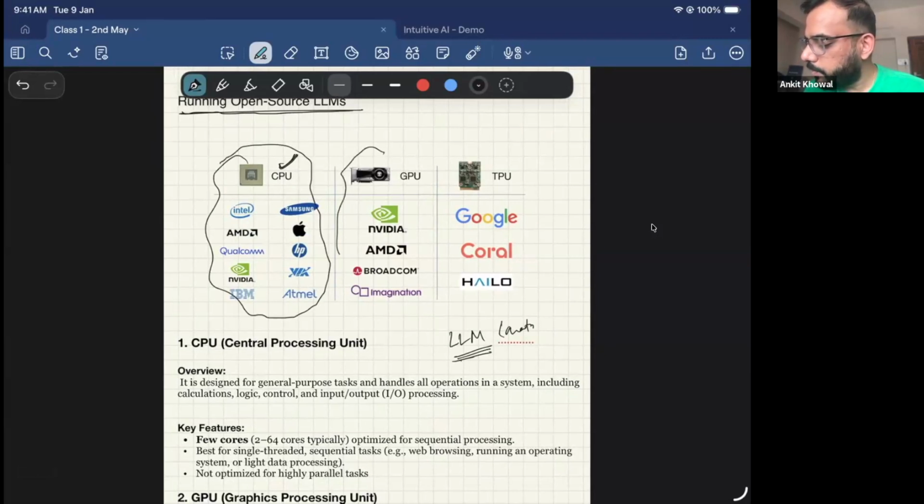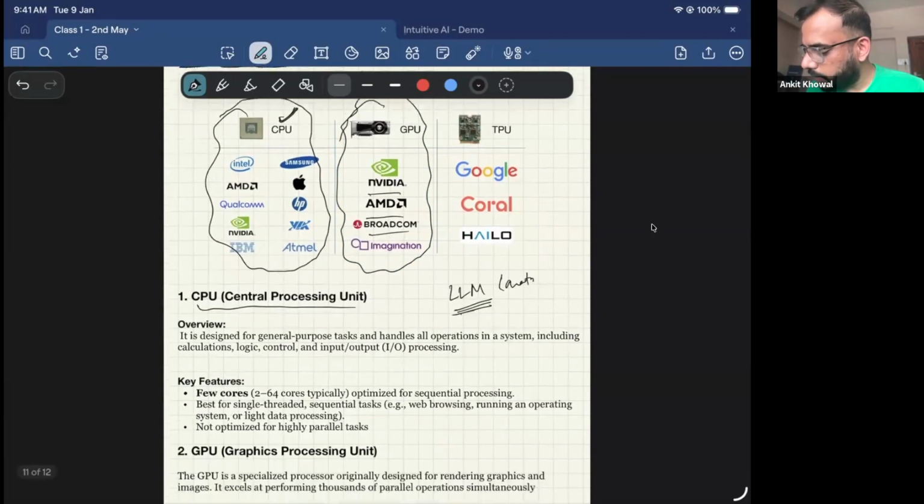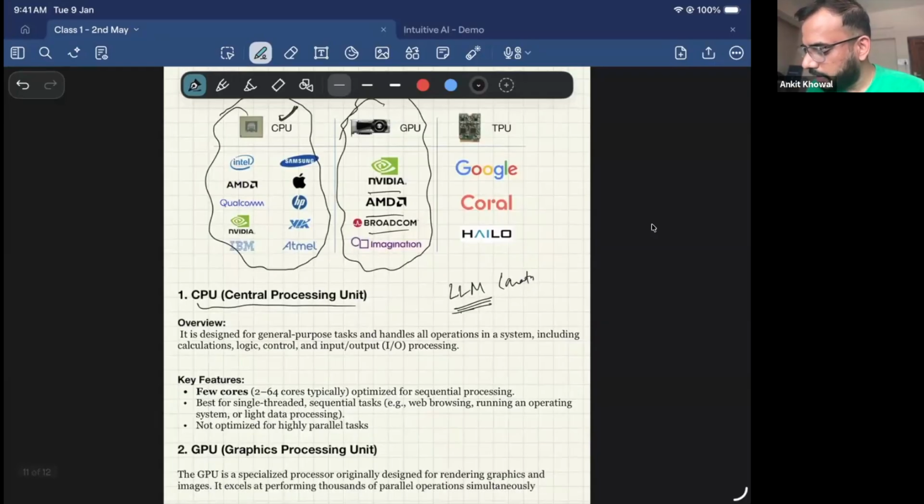So you need to have a GPU. NVIDIA, AMD, Broadcom, all of these provide GPUs so that you can run large language models on them. Okay, the CPU concept is clear, right? I don't need to talk about it a lot. There are only a few limited cores, 2 to 64 cores, typically optimized for sequential processing. Best for single threaded sequential tasks, like web browsing, running the operating system, and all.